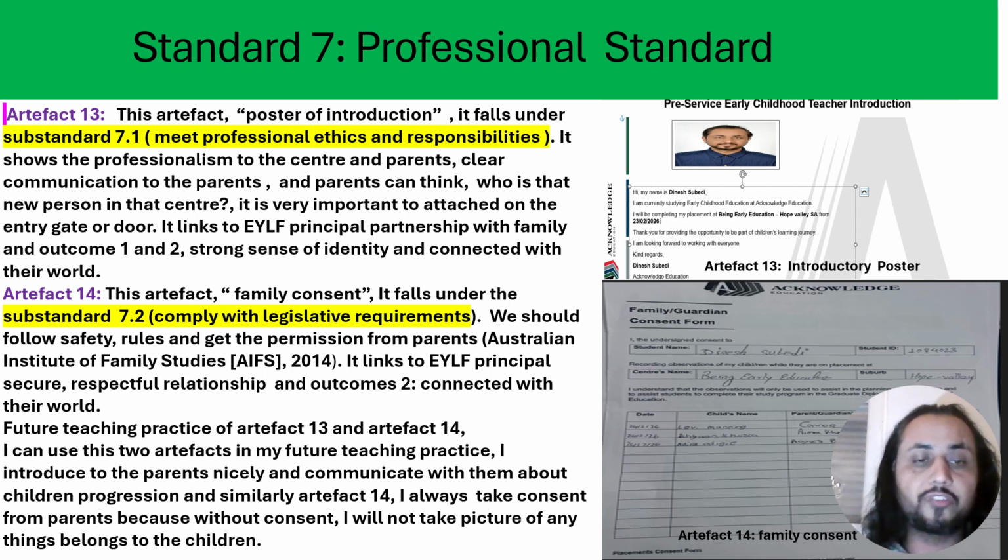And for future teaching practice of Artifact 13 and Artifact 14, I can use these two artifacts by introducing myself to the parents nicely and communicating with them about the children's progression and similar matters. And with Artifact 14, I will always take consent from the parents, because without consent I will not take a picture of anything that belongs to the children.